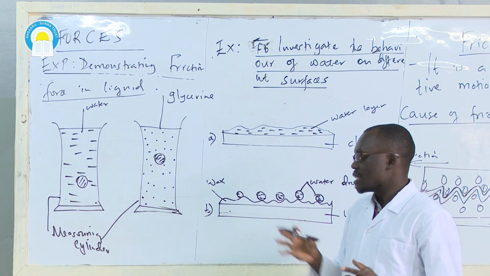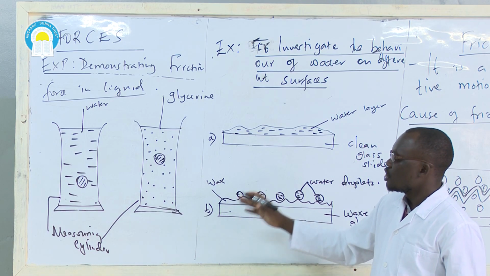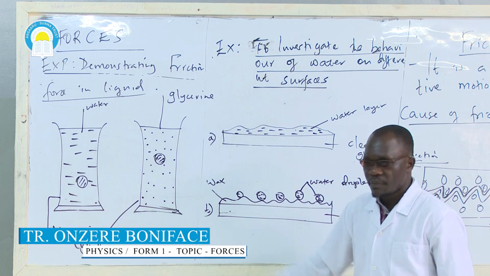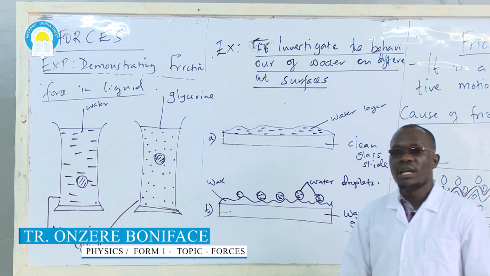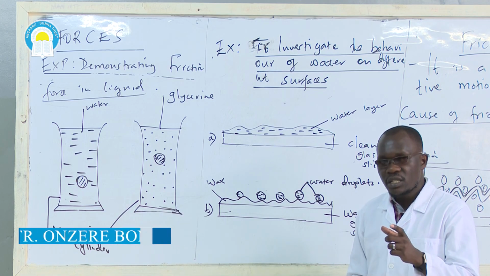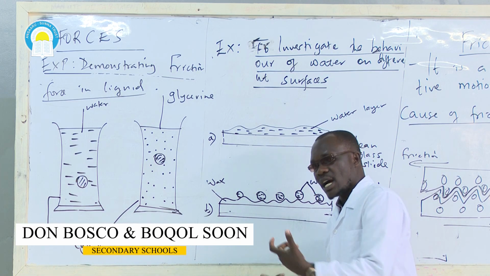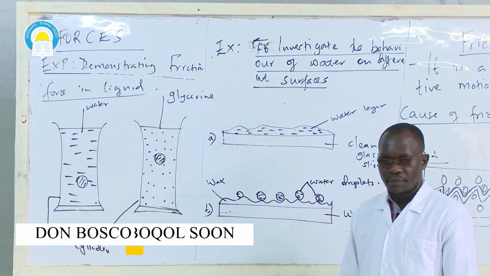Now, what causes the difference? Why are they reaching the bottom end at different times? Yet the volume is the same, the measuring cylinder is the same, the ball bearings are the same size. The difference is in what each ball bearing encounters as it moves through the liquid.